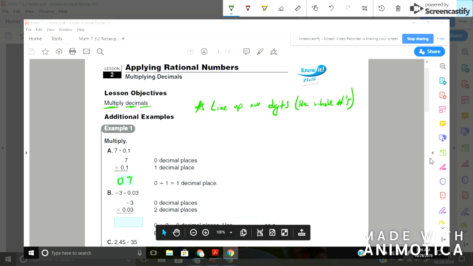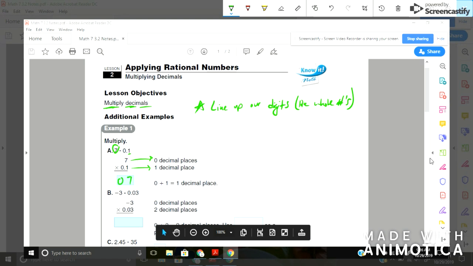And what I need to do is count how many decimal places are in my factors. On my first factor, my first number that I'm multiplying, I don't have any decimal places. You see that here. There are 0 decimal places. We don't even have a decimal. Okay. In my second factor, I have one number that's after the decimal. So that's here, you see that there is one decimal place. There's one number after the decimal.